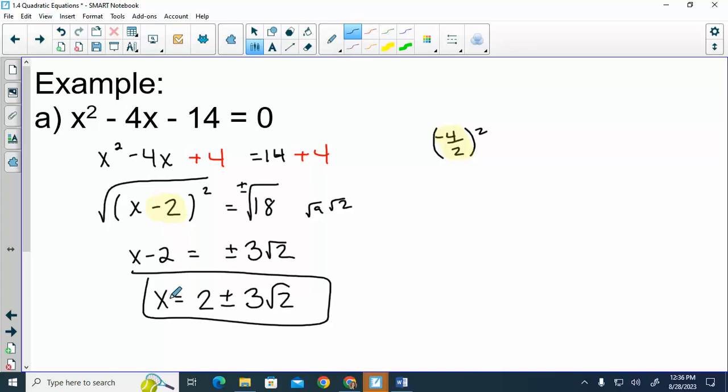Typically, the answers are going to be kind of ugly. They'll either have a radical or an i in them. If they don't, that just means that it probably was something you could have factored nicely to begin with. But this would still get us an answer. All right, let's try some more.